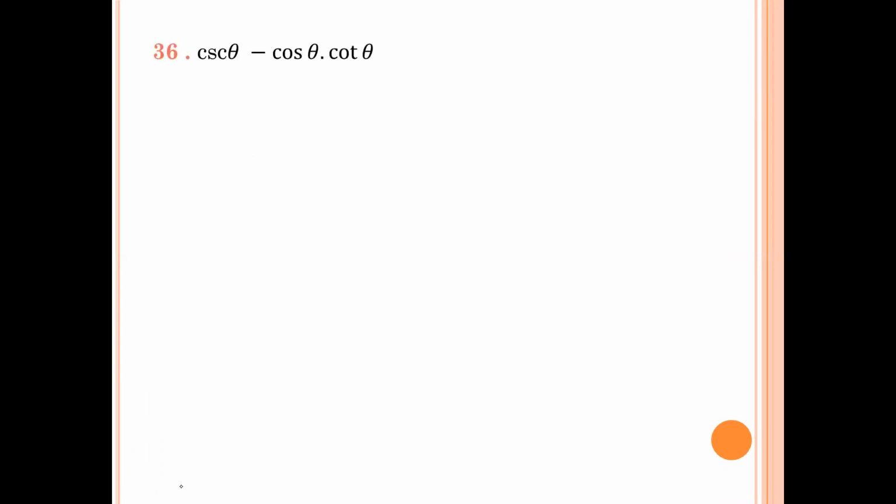Now, cosecant theta minus cosine times cotan. We want to simplify this expression. Cosecant is what? It is 1 over sine theta, minus cosine, keep it as cosine. Sometimes sine and cosine is the simplest form. Times cotan. Cotan is cosine of theta over sine theta.